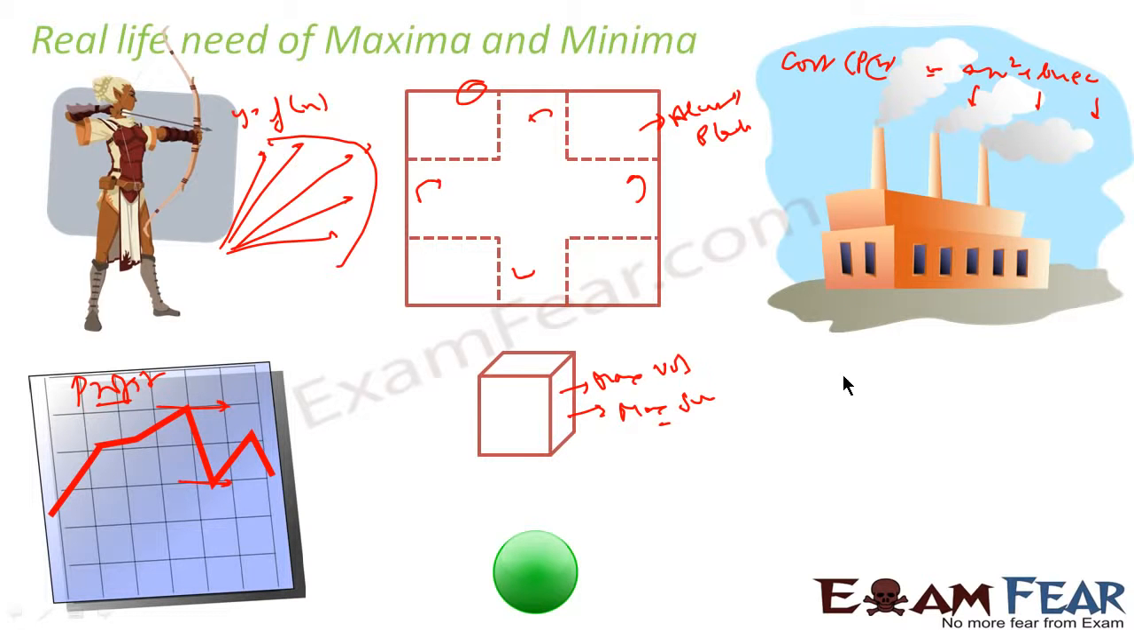So if you have, let's suppose, one big sphere, from this you want to make small spheres, right? And you want to find the optimum size with which the maximum total surface area is there for the small spheres. In such a case also we can use maxima and minima. So these are some real life applications of maxima and minima. So let's understand the terms used first before we go to the topic.